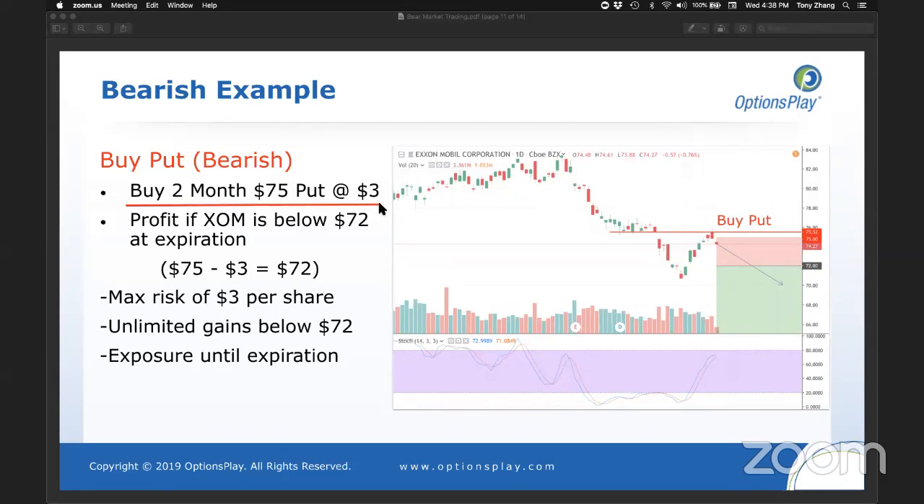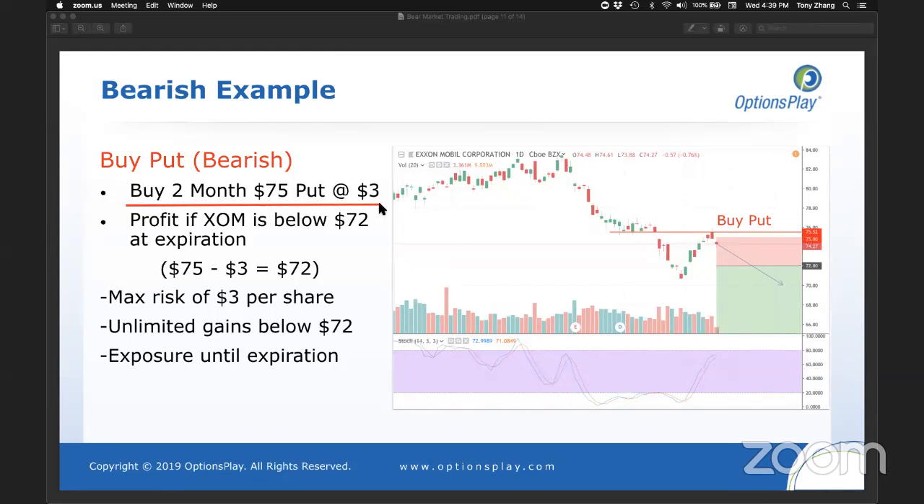And what I'm going to do is start off by buying an at the money put. When you're buying a put, generally best practice is to start at the money as a starting point. So a 2-month put here cost me about $3. What this means is that this strategy will be profitable as long as ExxonMobil is below $72 at expiration. So in 2 months from now, if XOM or ExxonMobil is below $72, then this strategy will be profitable. And the stock's currently trading around 75.